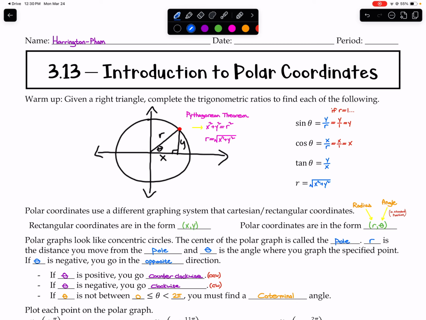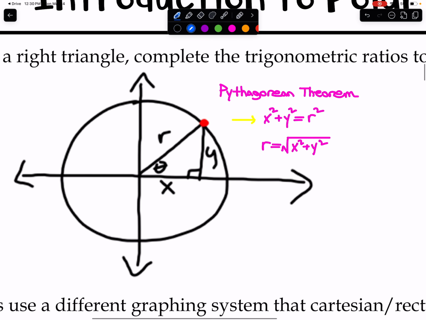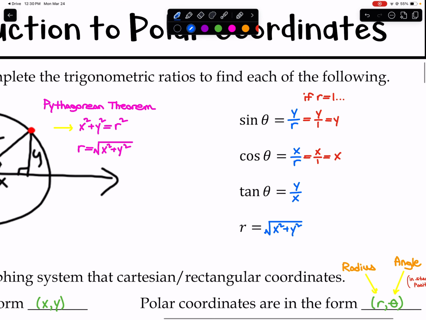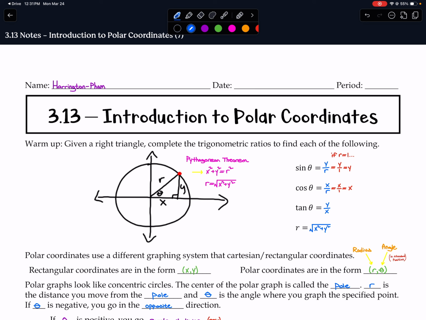Welcome back, everyone. For this lesson, we're going to be talking about polar coordinates and how we're going to transition into those from our rectangular coordinates. Starting off, we have our drawing from when we first learned the unit circle. This is our graphic and our information from when we were solving for sine, cosine, tangent, and the actual radius. All this should be a recap, but we're going to use this information as we segue into our new type of graphing.